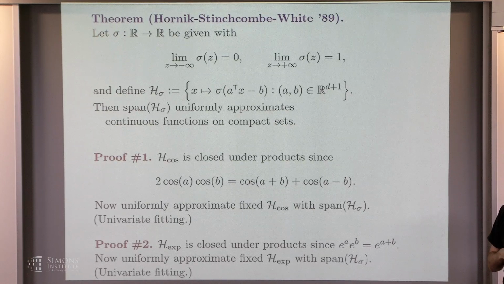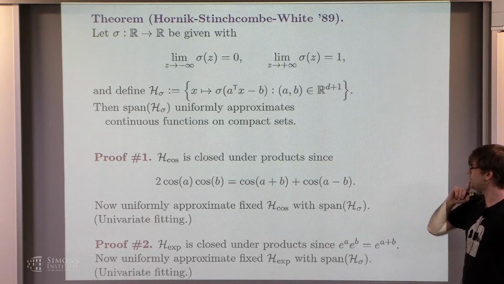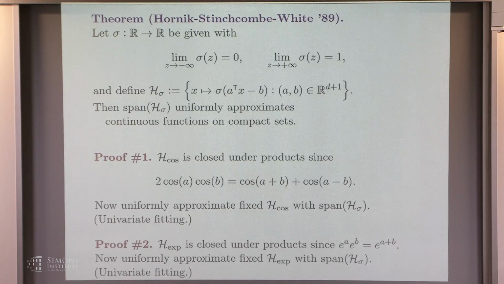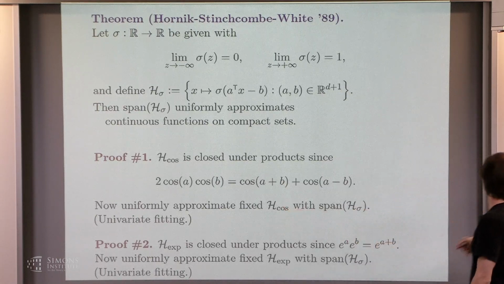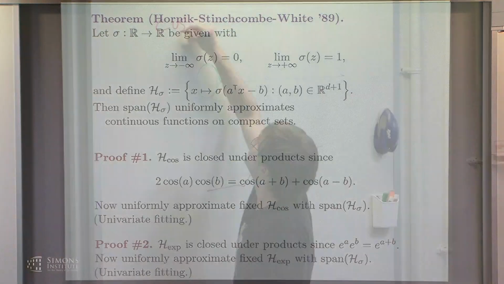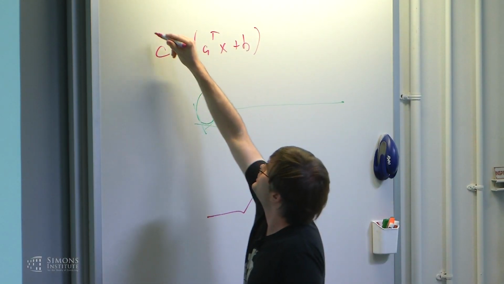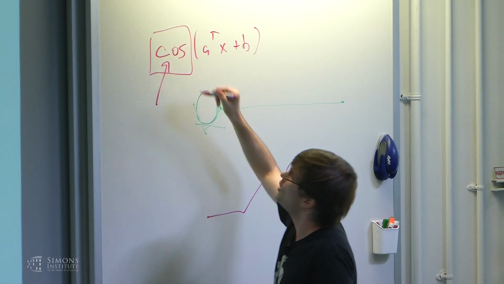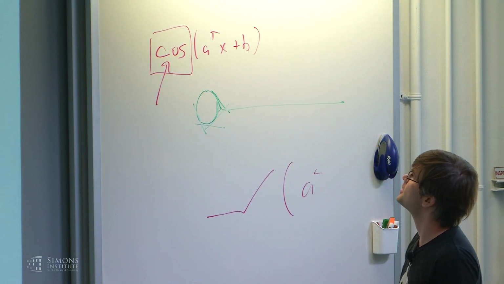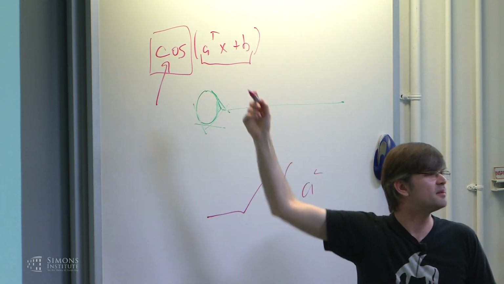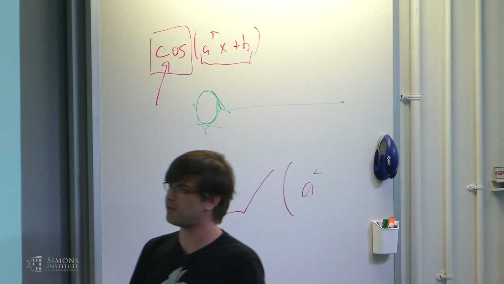Okay, so what have we shown? We've shown that we can approximate continuous functions if our activation function's cosine. That's not good enough. We want to use this arbitrary thing. But at this point, it's a univariate problem. And let me explain why. What I do is I take this thing. So I've got cosine of A transpose X plus B. And now all I have to do is approximate cosine very well with my other activation function. Because then I can just feed this in as a univariate input. So I've reduced it to a univariate problem.